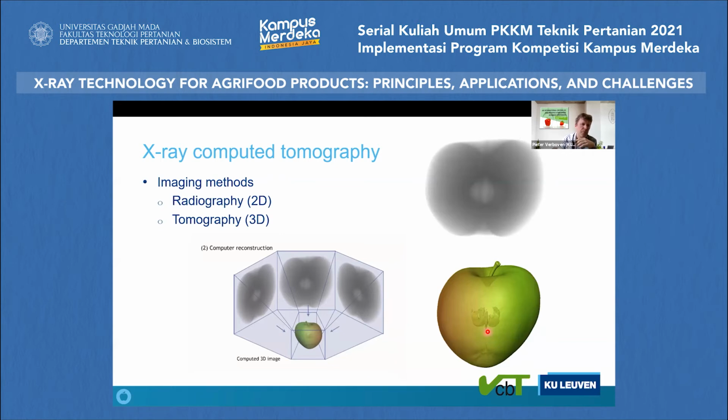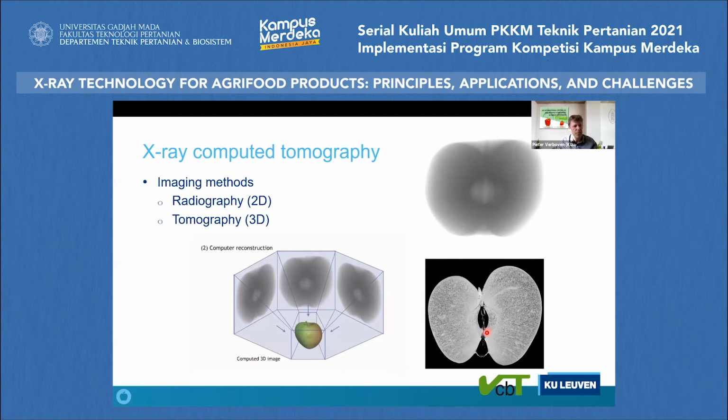So it gives you a lot more information. And if you make, like in this case, a vertical slice through that three-dimensional object, you can see much more detail of the product. Yeah, you see exactly where the core is located. You see all kinds of details in the structure.